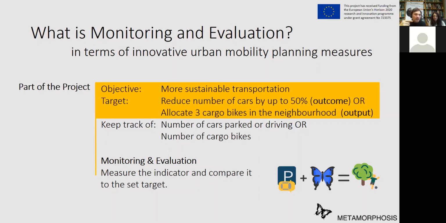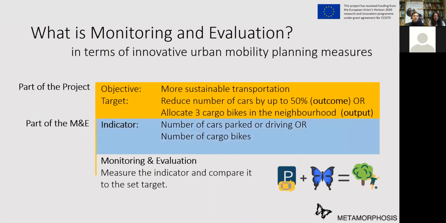All right, and then I highlighted here in blue the part that is actually M&E, and that is the indicators that you define. So you already have your targets that address your objective. Now you have to find some indicators that you need to measure and then assess the targets and whether you reach them. So this is actually genuinely M&E.